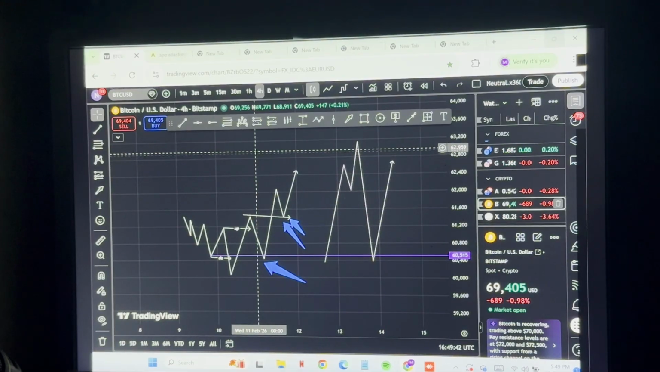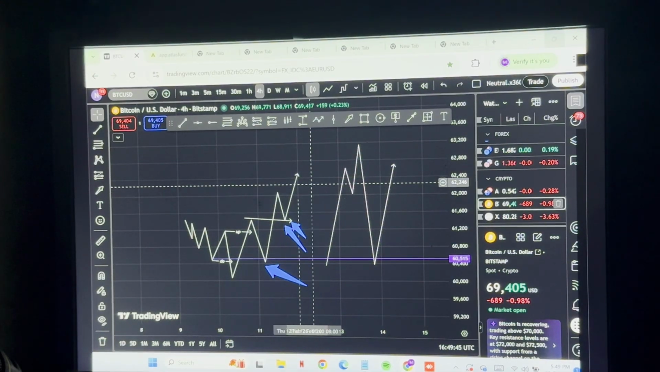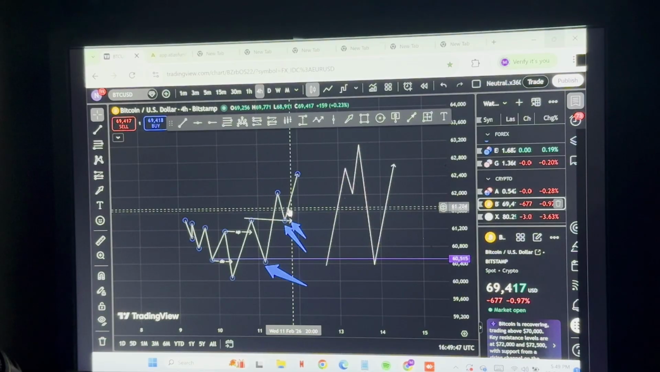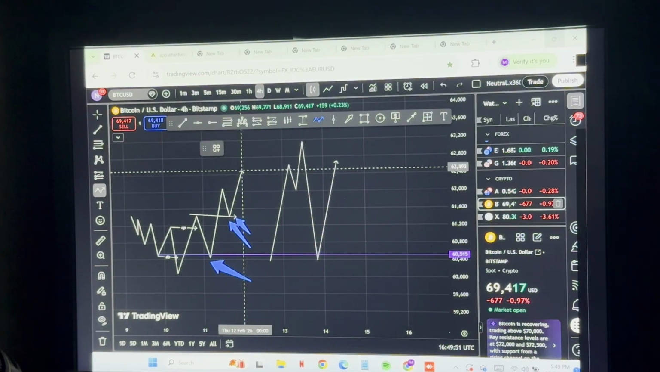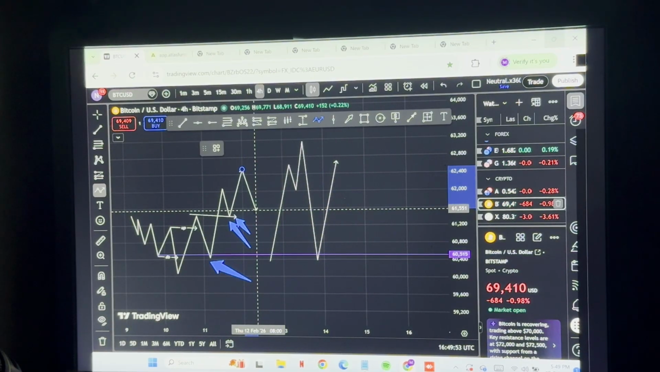If this is coming from the 4 hours, this is your retail leg. What you'll be waiting for is for price to retest that retail leg again. So if price retests this retail leg, it will give you this formation.